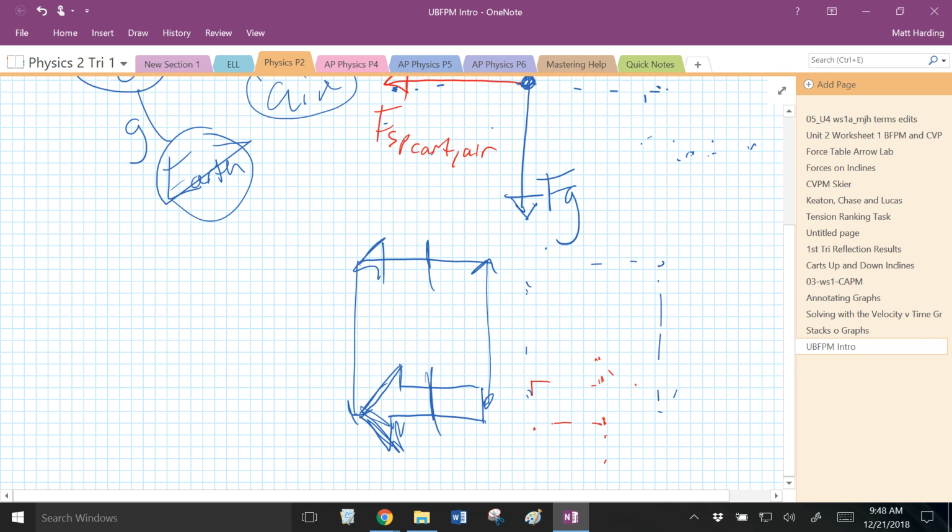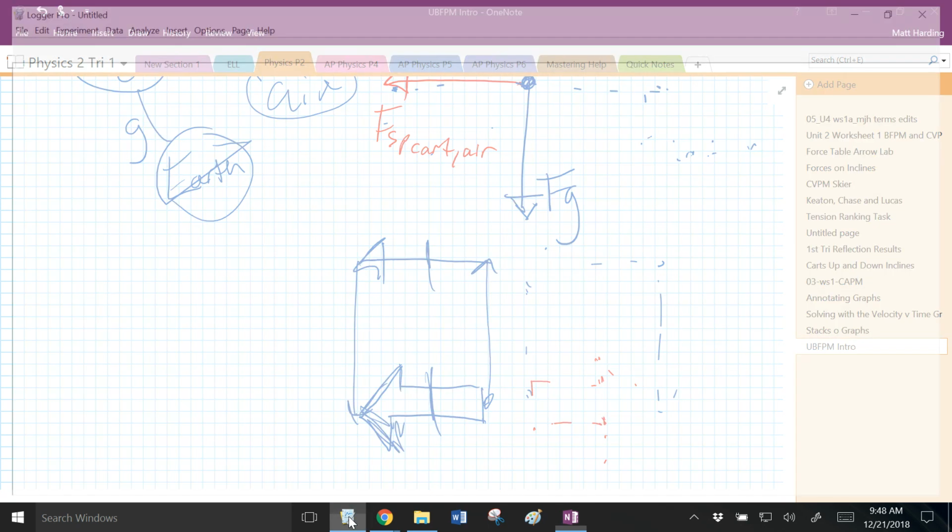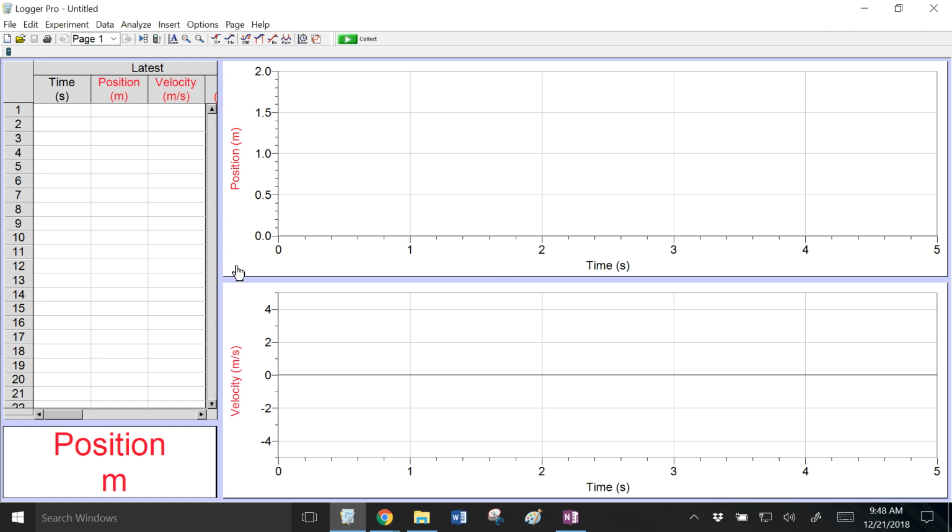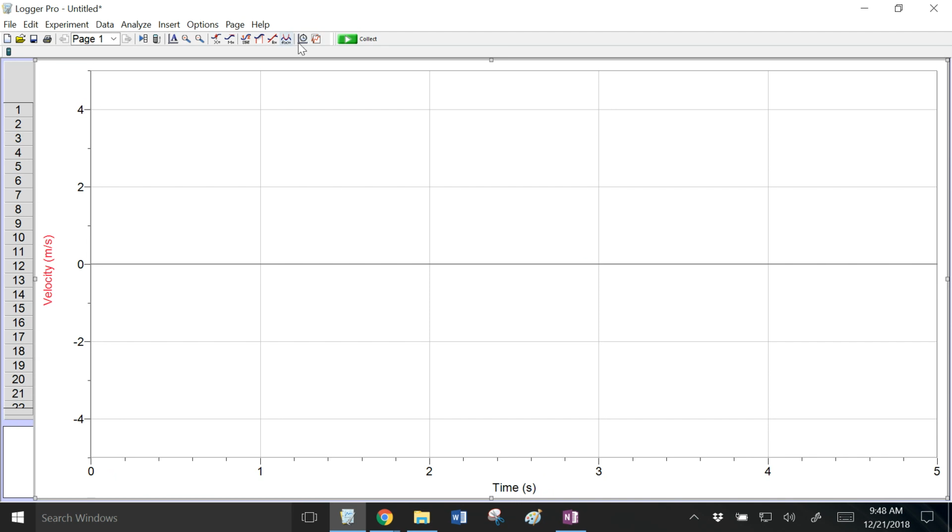Okay, got a motion detector hooked up over here, and yesterday we created a velocity versus time graph. After talking about it a little bit, we were able to create a velocity versus time graph for the fan cart. And so my question to you had been, what can we do to change the steepness of that graph? In other words, what can we do to change the acceleration?